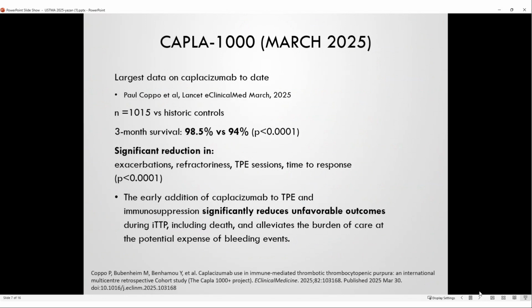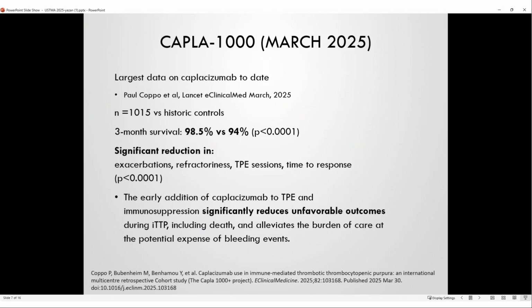A recent update that we got this year is additional data on caplacizumab, and this study was called the CAPLA 1000 project. And this is very useful and very helpful data because it provides us with the largest sample on caplacizumab to date. With the clinical trials, the Hercules and the Titan trial, in addition to the positive outcomes and the shortening of the duration of the disease, however, there wasn't a mortality benefit that was demonstrated, meaning it didn't seem in those study populations that death was impacted.